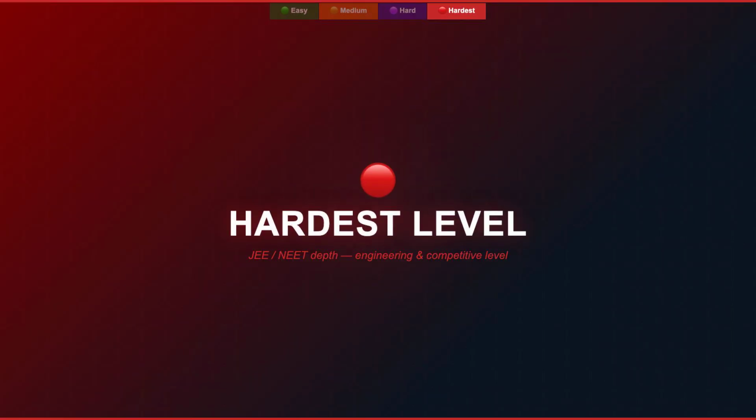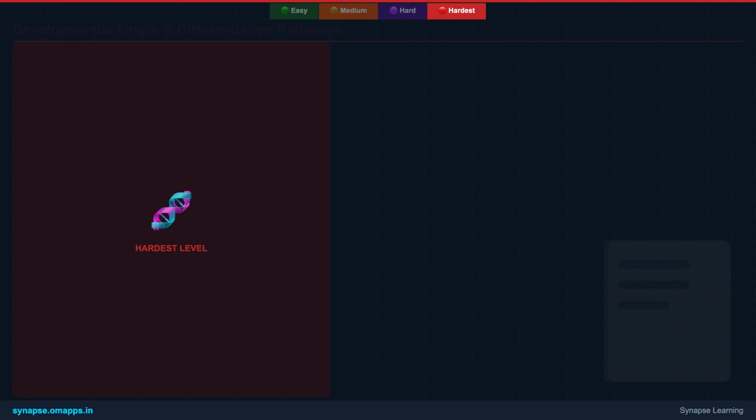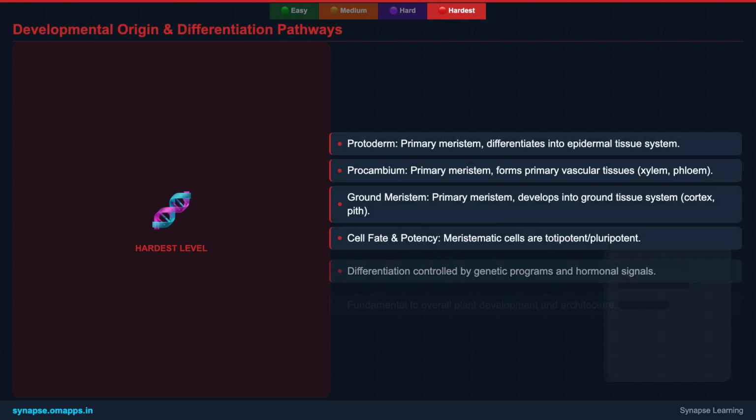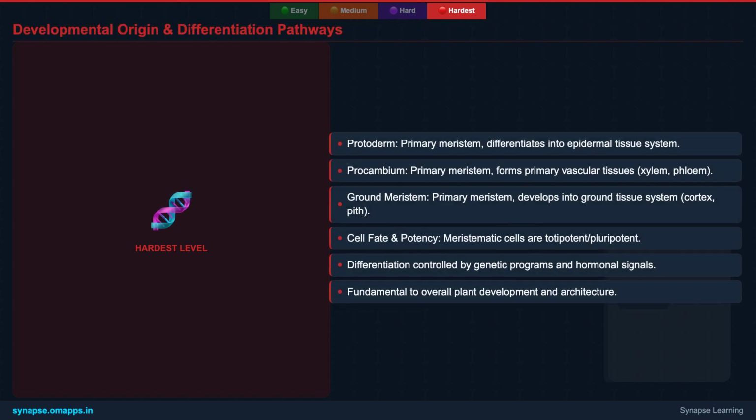You've mastered the hard concepts. Now, prepare to tackle the ultimate challenge with the hardest level, exploring competitive depth and engineering insights into plant tissues. At this advanced level, we explore the developmental origins of tissues.